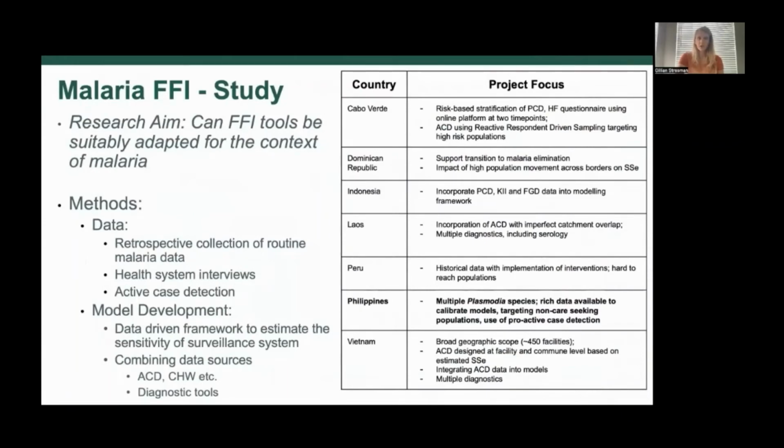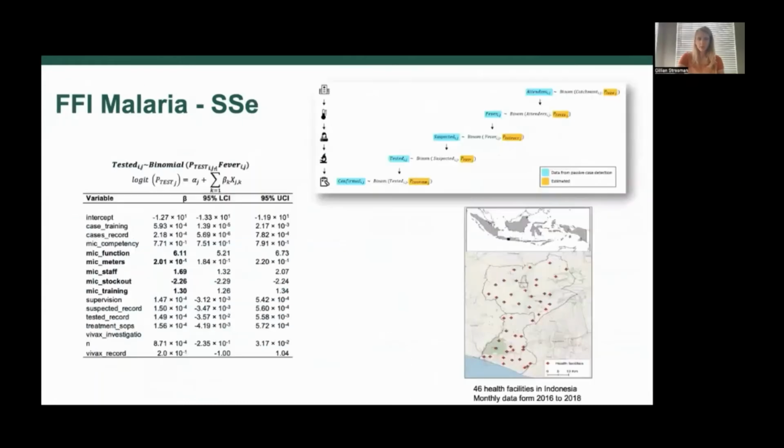In terms of the model development, we adapted the framework developed by the veterinary epidemiologists to create a more data-driven approach so we can estimate the sensitivity of the surveillance system, which is the first step in converting that estimate to freedom from infection. We've also worked to combine the different data sources. So for example, the active case detection or the community surveys that were conducted, integrating information from community health workers that are conducting community case management, and also thinking about how to combine information based on different diagnostic tools. So for example, infection markers and exposure markers.